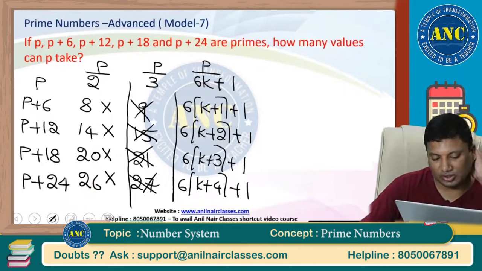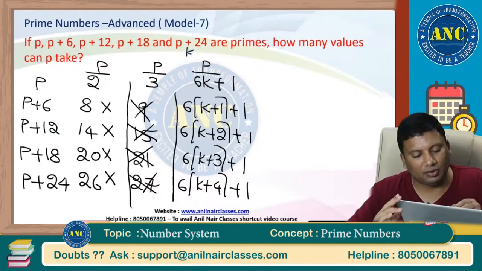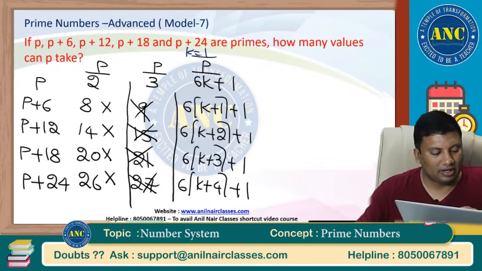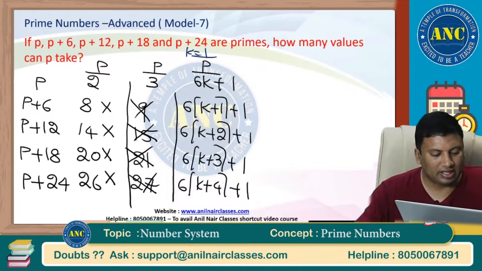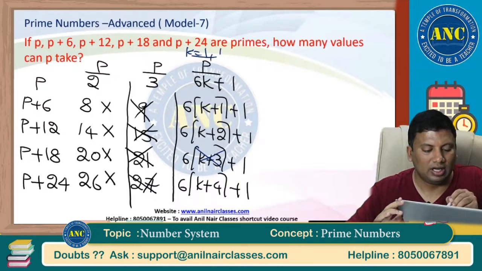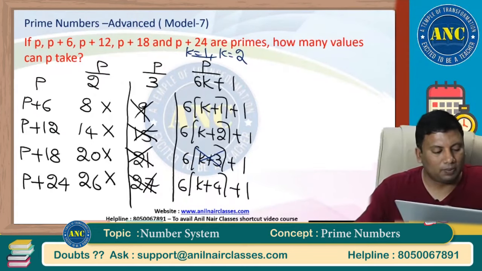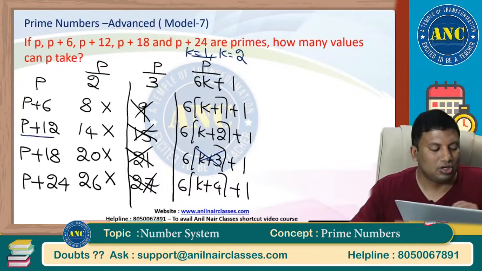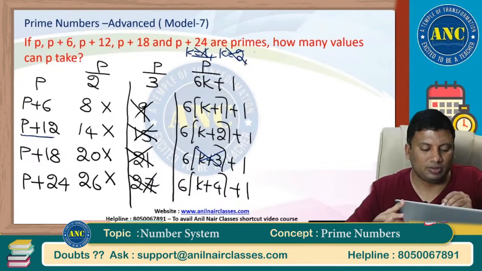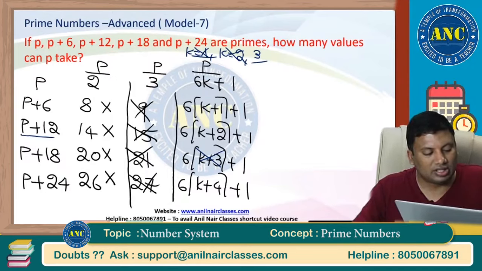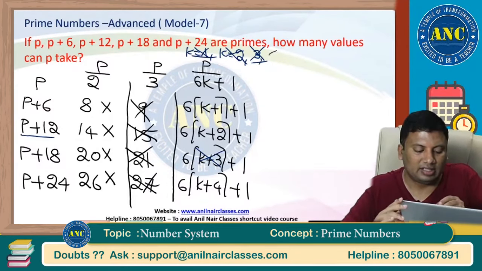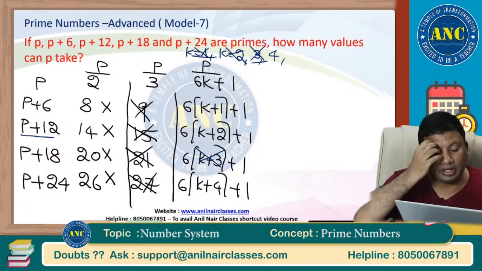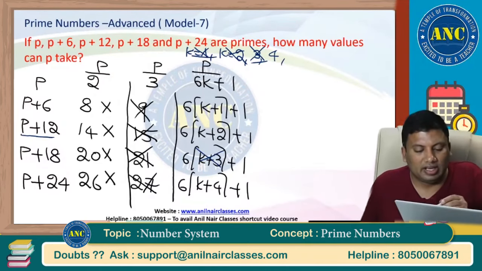6k plus 1. Suppose I put k equal to 1, then P becomes 7. 7 plus 18 is 25. This case is not possible. If I put k equal to 2, 12 plus 1 is 13. 13 plus 12 is 25. This case is not possible. If I put k equal to 3, 6 into 3 is 18, 18 plus 1 is 19, 19 plus 6 is 25. Not possible. I hope the idea is clear. If I put k equal to 4, 25, it is not possible.